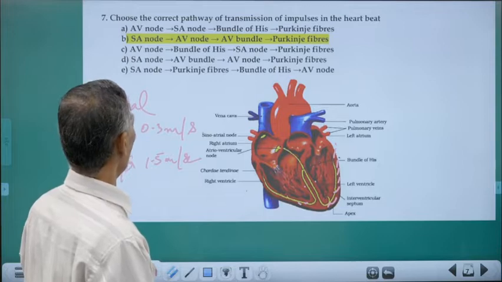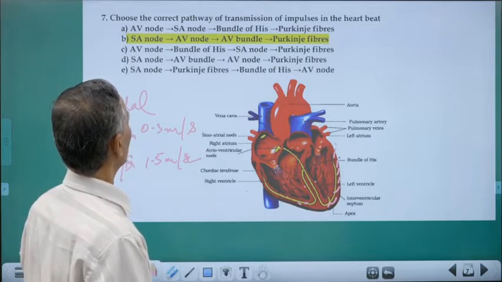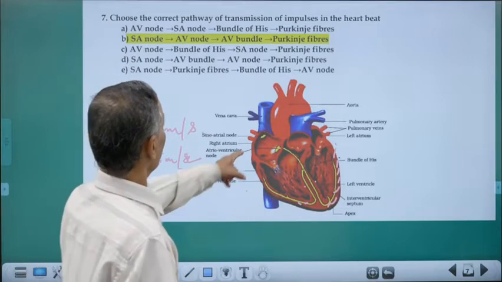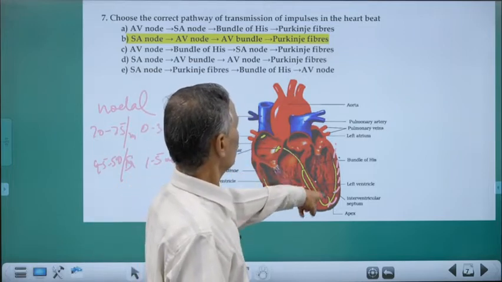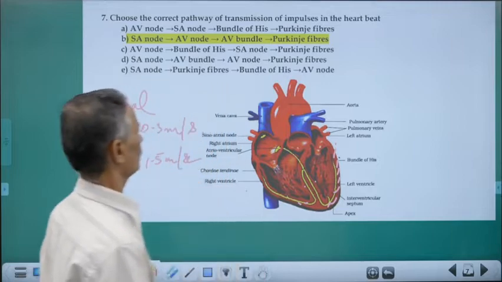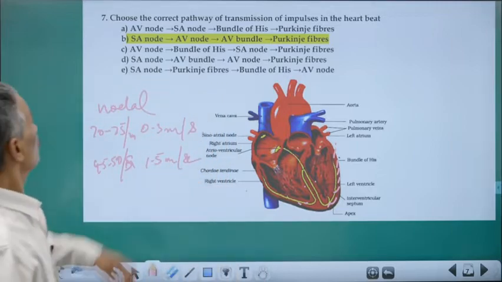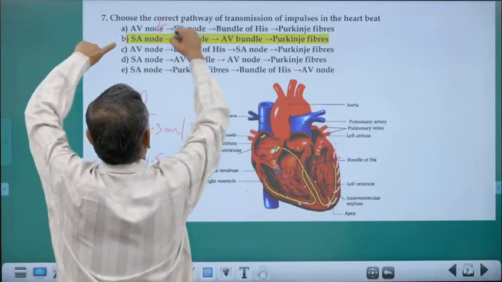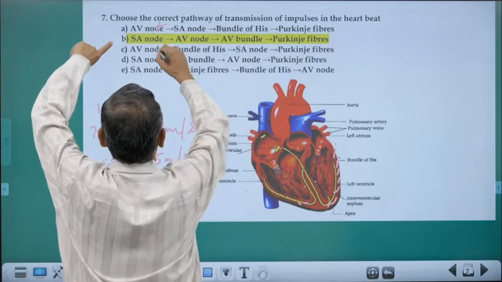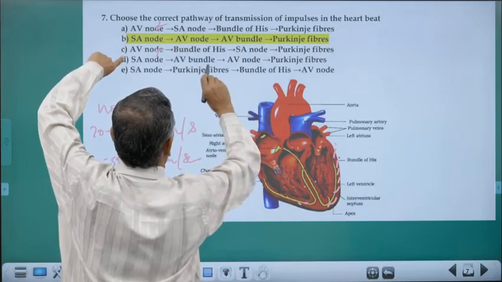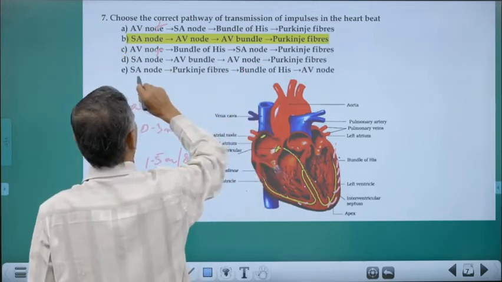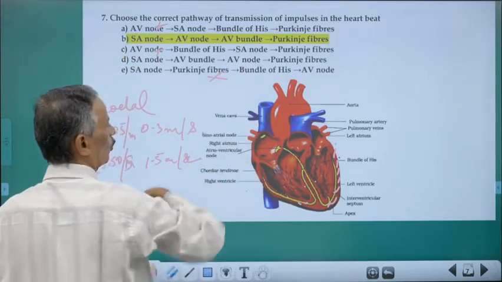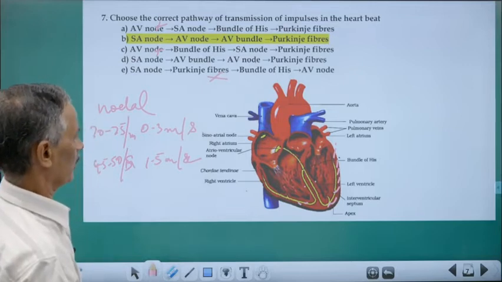So SA node, AV node. From AV node, AV bundle. Then bundle of His, Purkinje. That is the order. So AV node first, no. SA node, this is correct. SA node, AV bundle, no. It will first reach the AV node. SA node, Purkinje, no. This is the order. Clear?